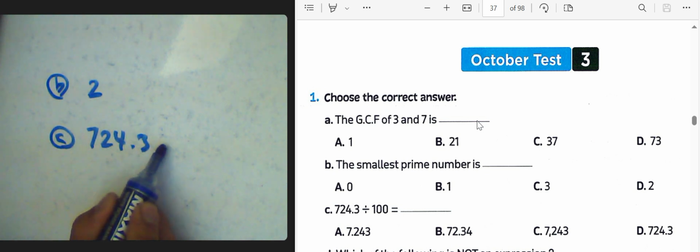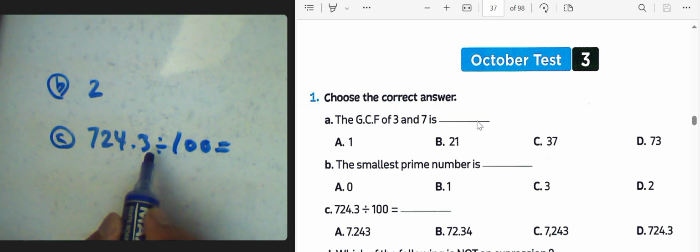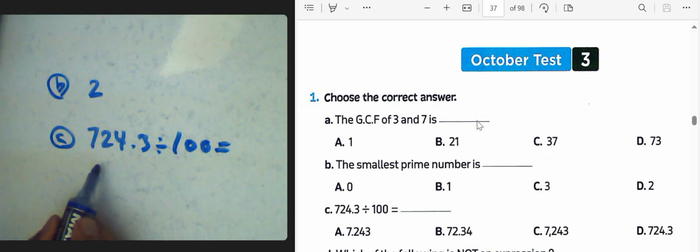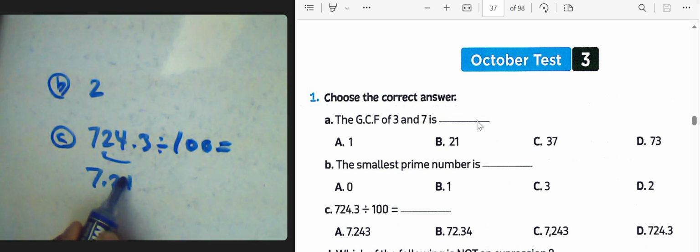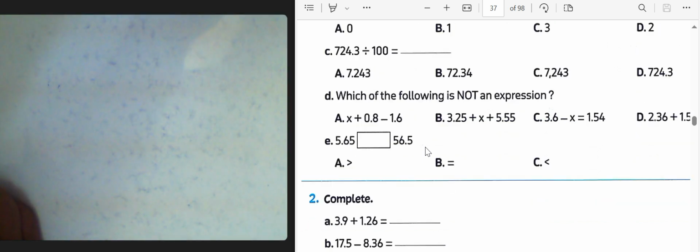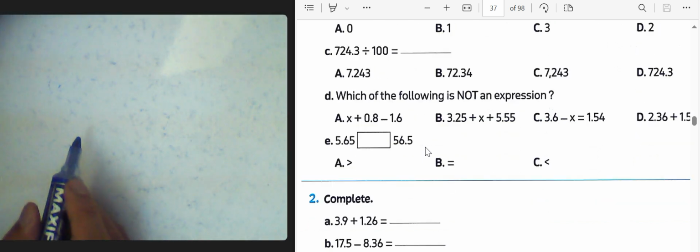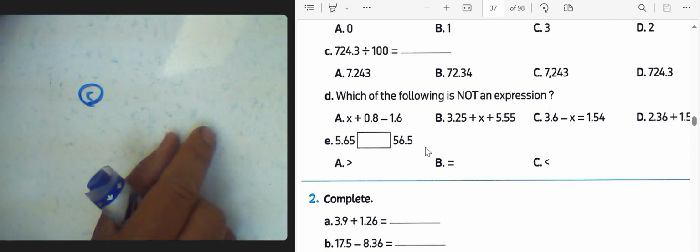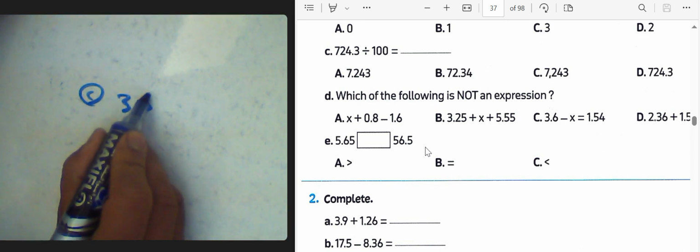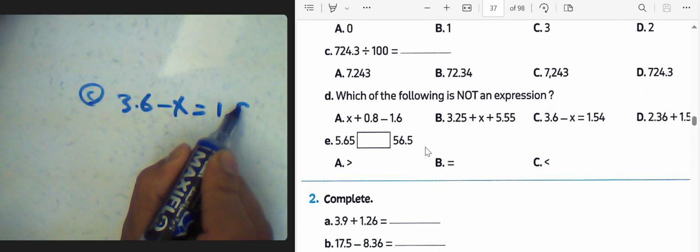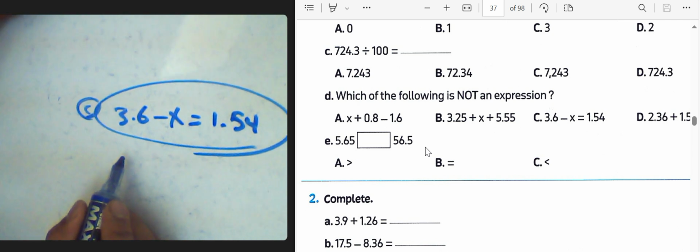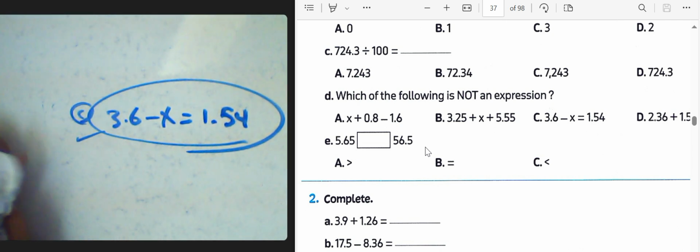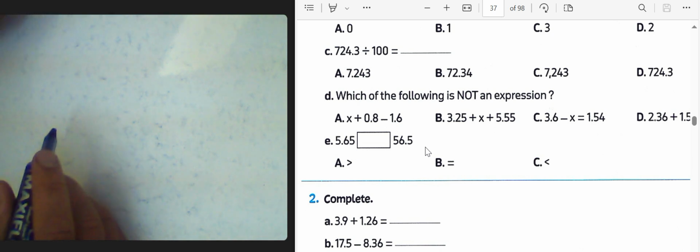7243 tenths divided by 100. We must move the point to the left by 2 places, giving us 7.243. Next example, letter D: which of the following is not an expression? It will be letter C, because it is an equality between two expressions. So 3.6 minus 6 equals 1.54; we call it an equation, not an expression. Choose letter C.